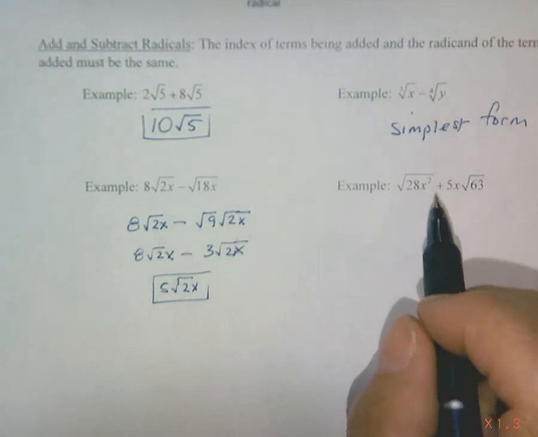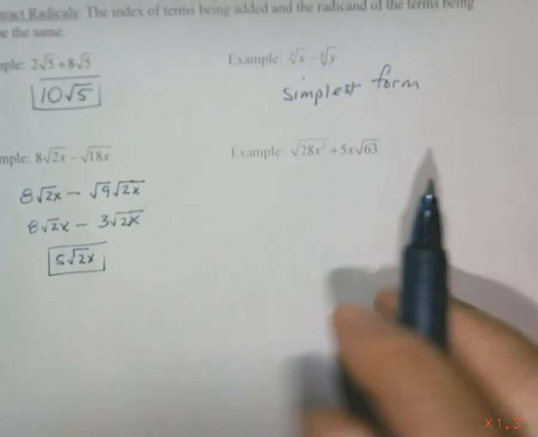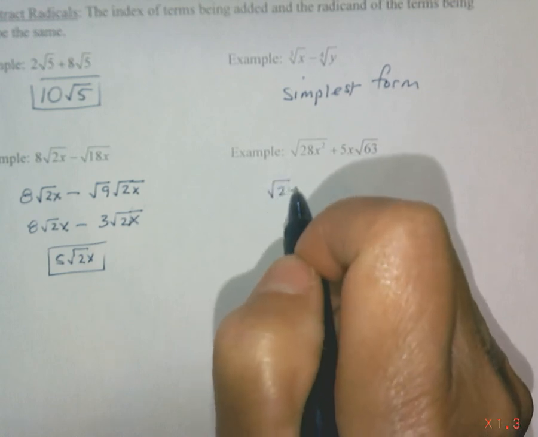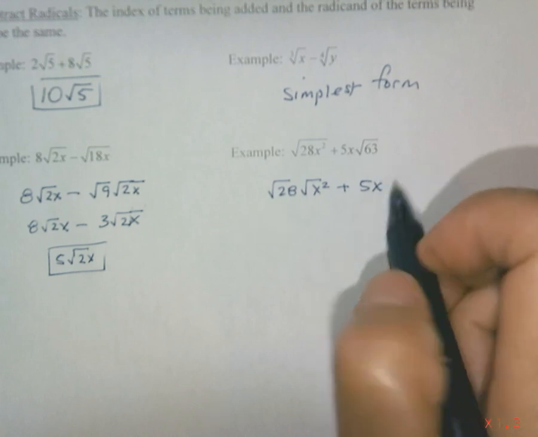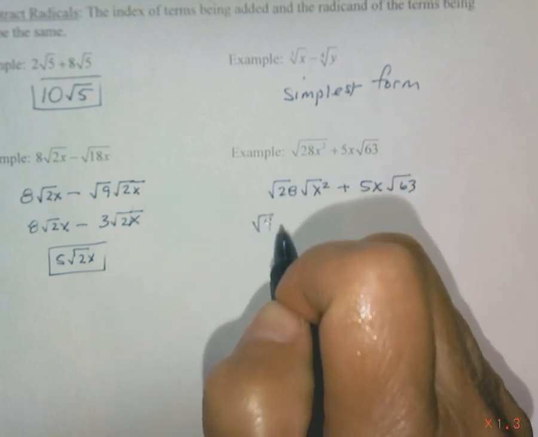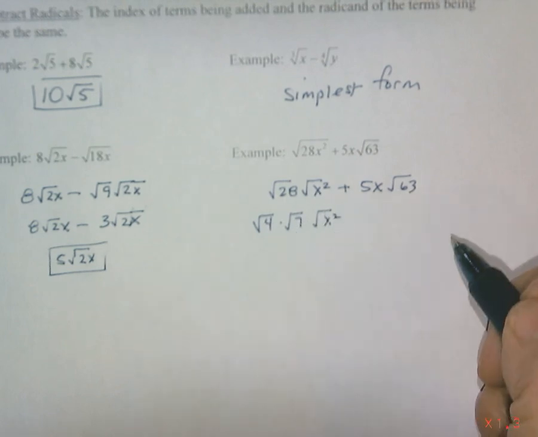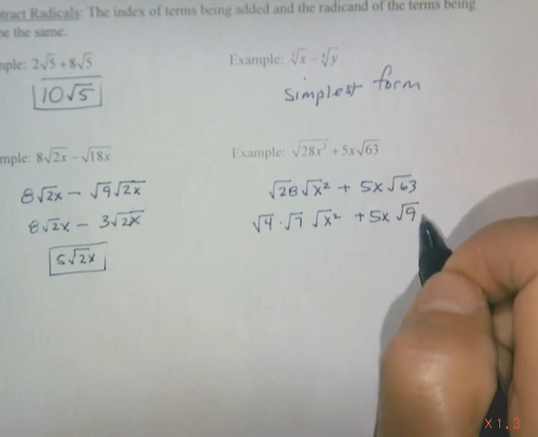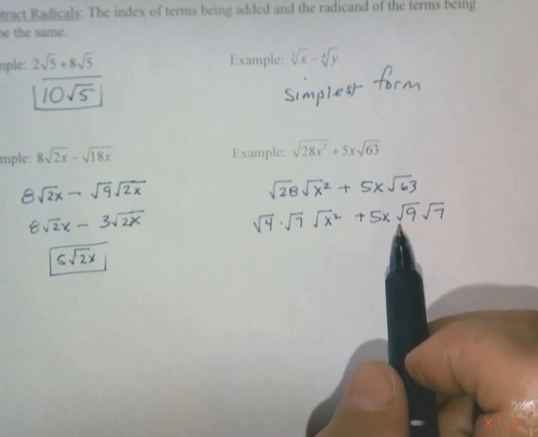The last example, I have a 28x squared. So hopefully now you're starting to get better at looking to reduce fractions or radicals. So I've got the square root of 28, square root of x squared, square root of 63. 28 reduces to the square root of 4 times the square root of 7. And we know this is the square root of x squared. 63 is going to be 9 multiplied by 7. I always put my perfect square first. It helps me keep track of things.